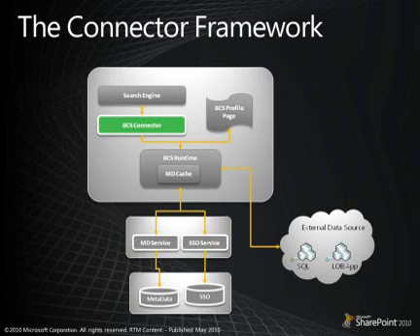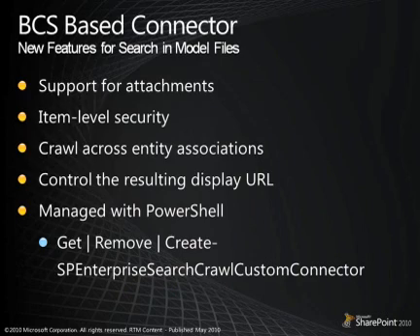The BCS model also defines the inbound and outbound URI processors, which are responsible for handling the starting URIs and the URIs returned for the entities. Using the BCS connector, you can return attachments. Support for item-level security is available by using .NET classes to return ACLs. You can also use the BCS connector to crawl across entity associations if defined within your model.